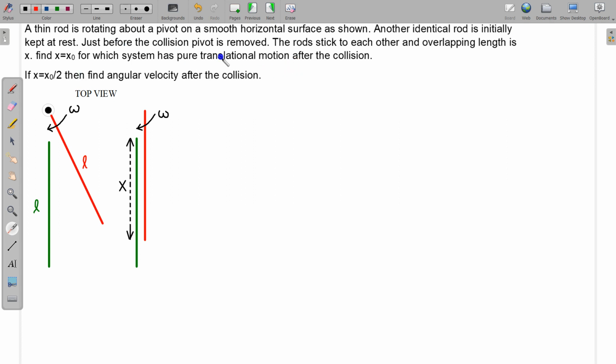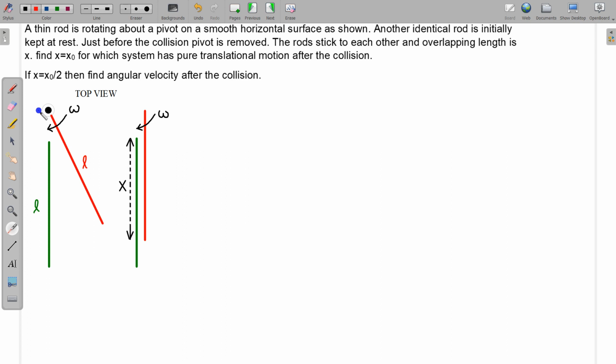There should be no rotation. And if we choose x equal to x naught by 2, obviously then there will be rotation. So then we have to find the angular velocity after the collision. So again, this is a question based on collision.